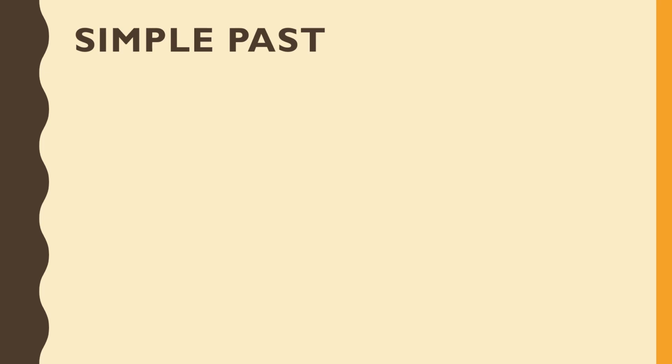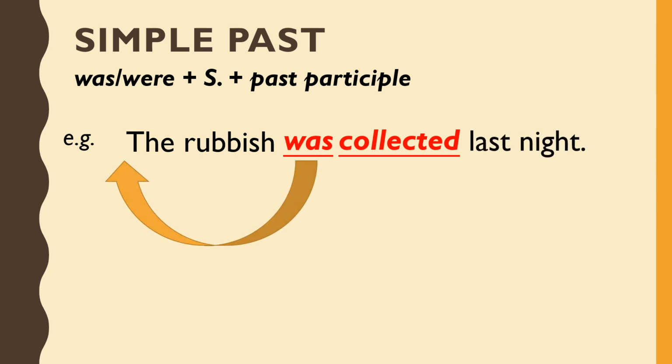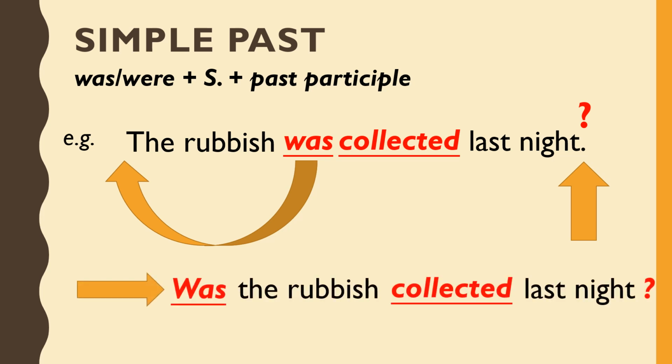Simple past tense, the passive sentence is, the rubbish was collected last night. Then we put the auxiliary verb to the front. The passive question would be, was the rubbish collected last night?